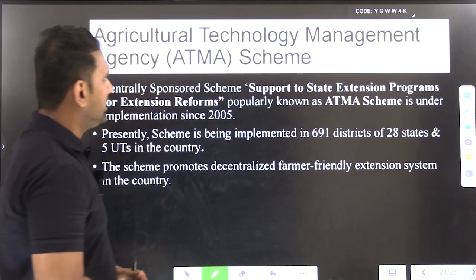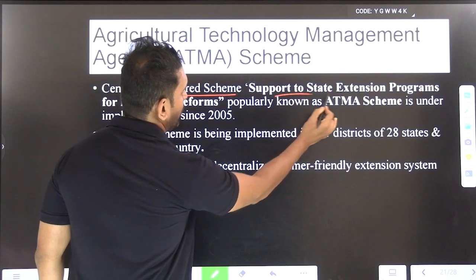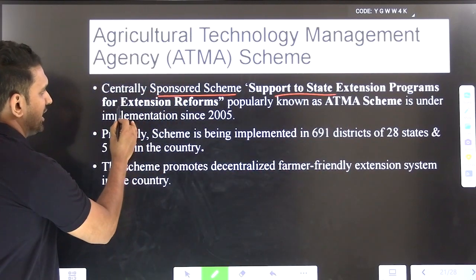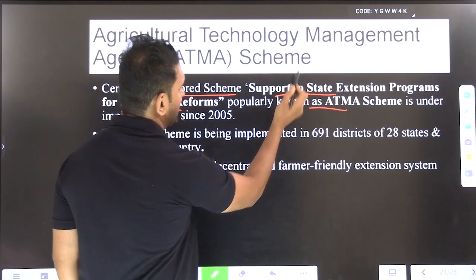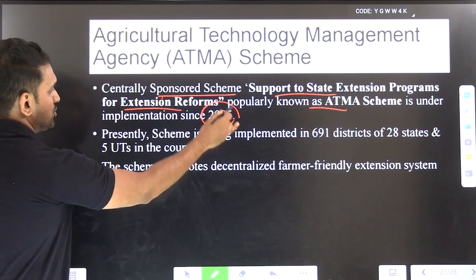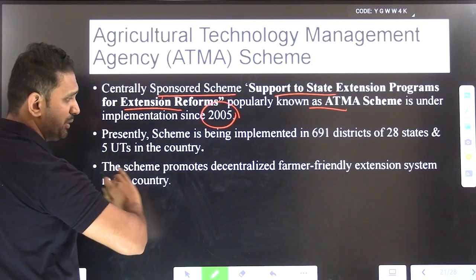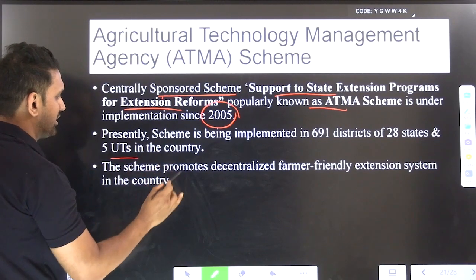Okay. Then the Agriculture Technology Management Agency scheme. It is a centrally sponsored scheme, support to state extension programs for extension reforms. This particular scheme is also called ATMA. It has been launched since 2005. The scheme is being implemented in 691 districts of 28 states and 5 union territories in the country.